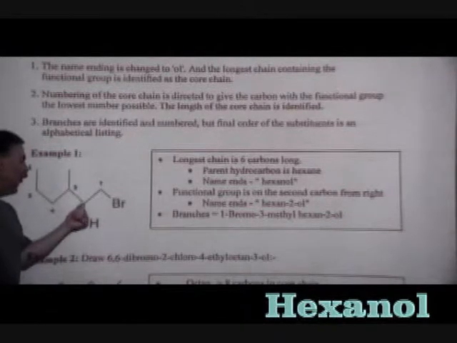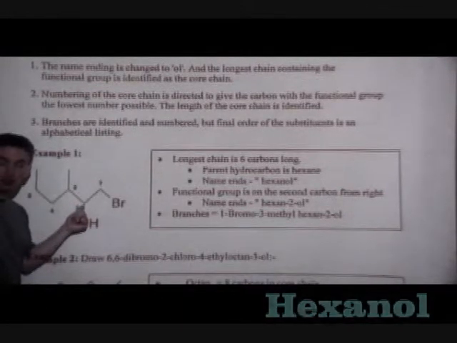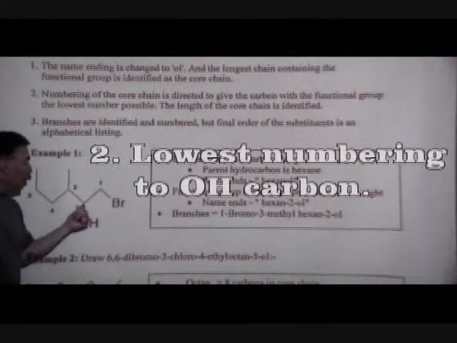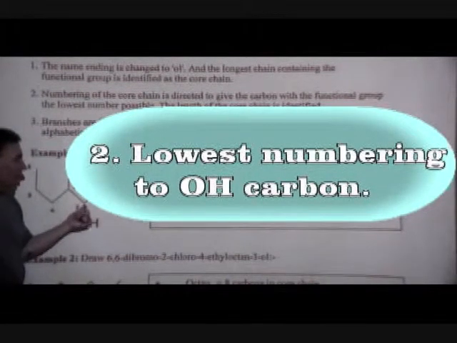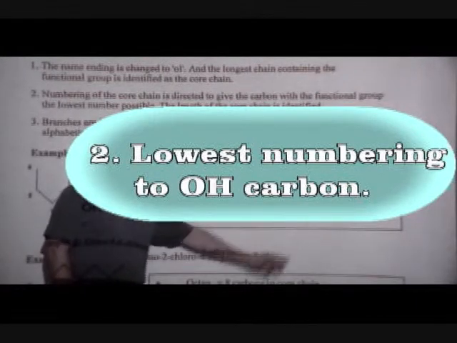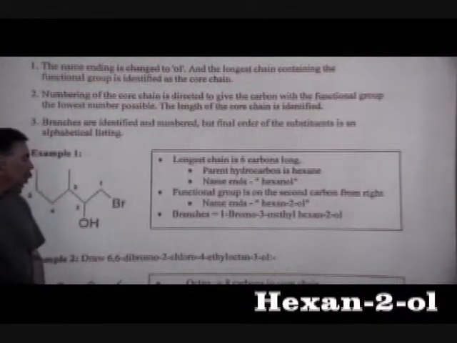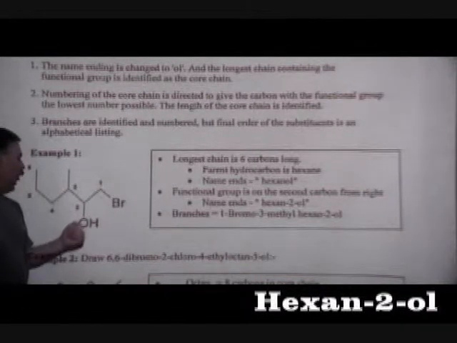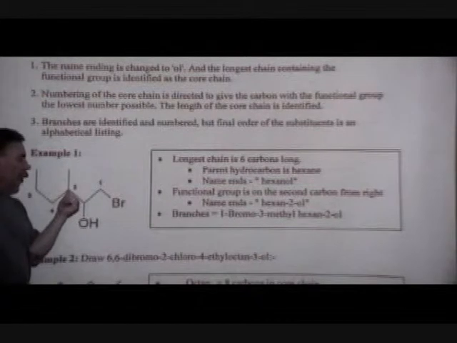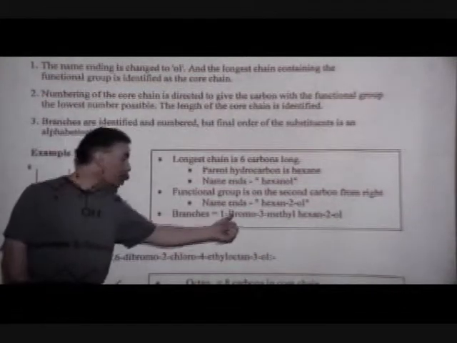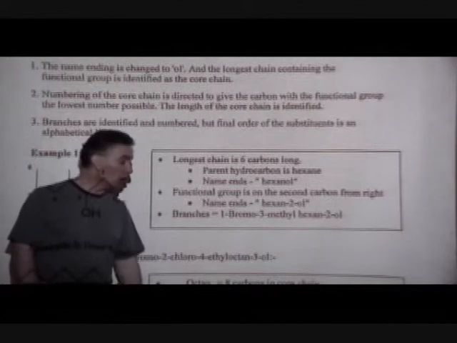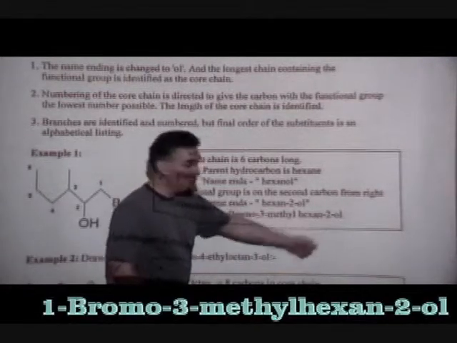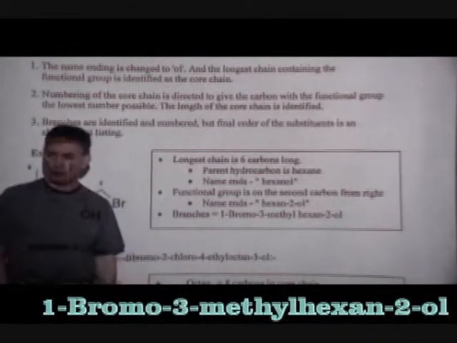We want to know specifically the position of the functional group on the main chain, so give it the lowest possible numbering, from the right in this instance. So it's hexan-2-ol, with a couple of branches: a branch on carbon 1, a bromo branch, and a branch on carbon 3, a methyl branch. List them in alphabetical order, which happens to be numerical order as well: 1-bromo, 3-methyl, hexan-2-ol. Just rolls off the tongue.